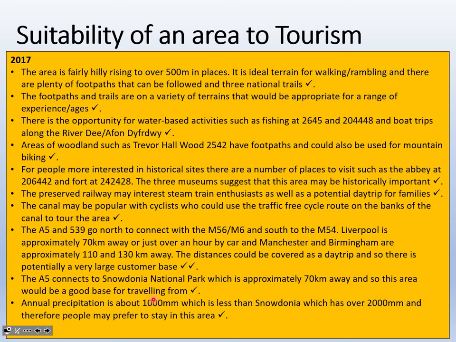Okay, so you've seen the model answer, you've seen the notes, and you are aware now that one of the questions that could come up in the tourism theme is why an area, a whole area, is suited to the industry.